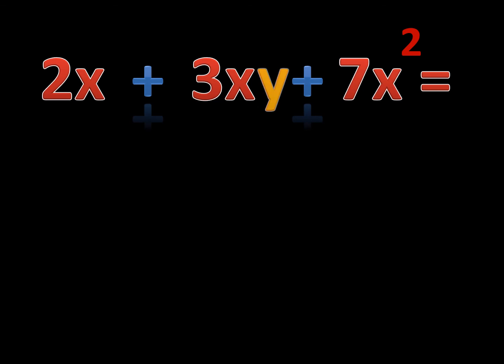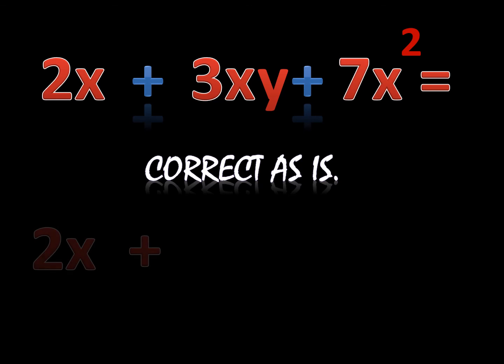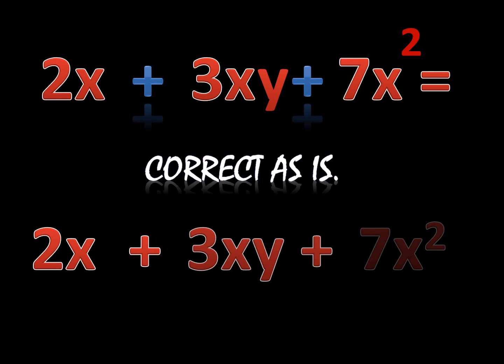2x plus 3xy plus 7x squared is correct as is and can't be added any further. However, since your teacher's mental capacity is limited and they can't read your mind, you will have to either put down correct as is or 2x plus 3xy plus 7x squared. Well, that is all there is to adding polynomials. Remember, you add those that are alike and don't add those that are not alike.